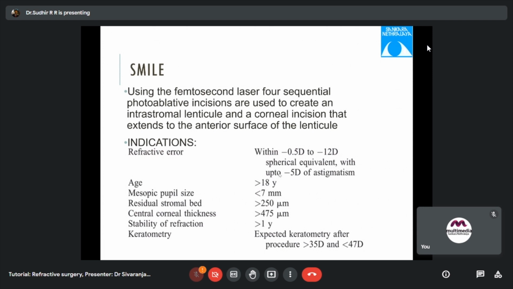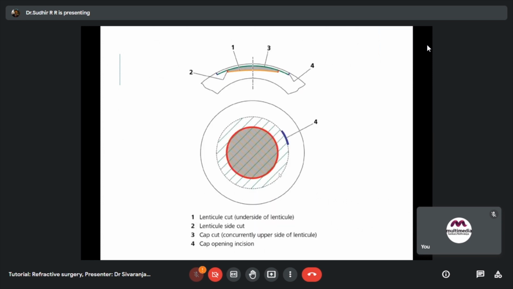Stability of refraction should be maintained for 1 year. Keratometry of more than 35D and less than 47D can be tried. Can anybody tell what the various cuts in SMILE are? It is again the same procedure, but you are not using ablation. You are only cutting the cornea and removing a lenticule, so there is no second laser required. The entire thing is done by a femtosecond laser. The lenticule is removed so that the cornea becomes flattened.